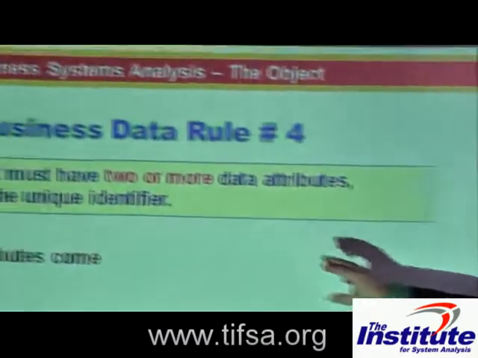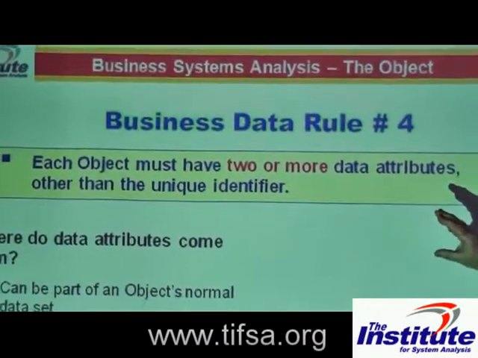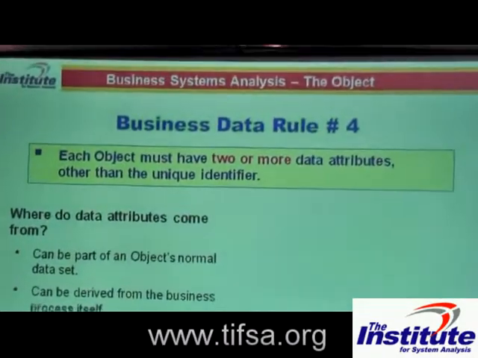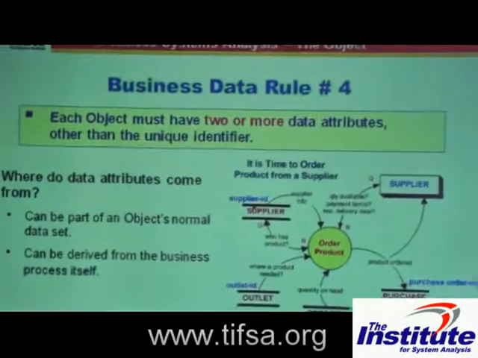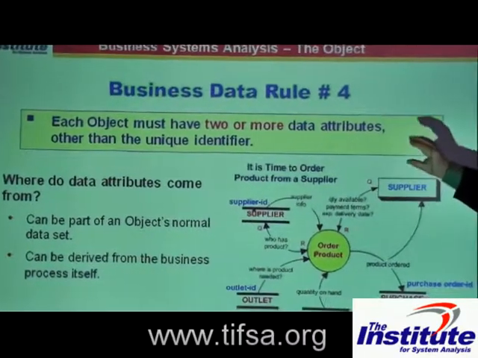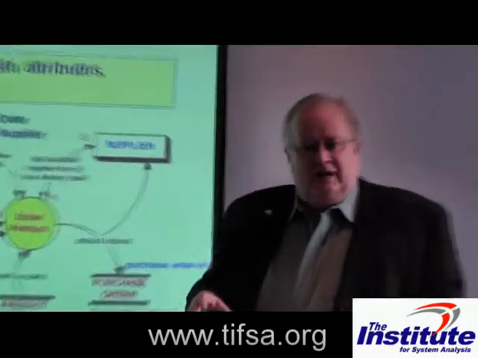Let's talk about rule number 4 for a moment. Every object has to have 2 or more data attributes other than the unique identifier, okay? Because the unique identifier, you'll remember, is not data. It's just a unique identifier. It's an address, in effect. So it has to have 2 or more data attributes. If it doesn't have 2 data attributes or more, then it's just a data attribute. It can't be an object.